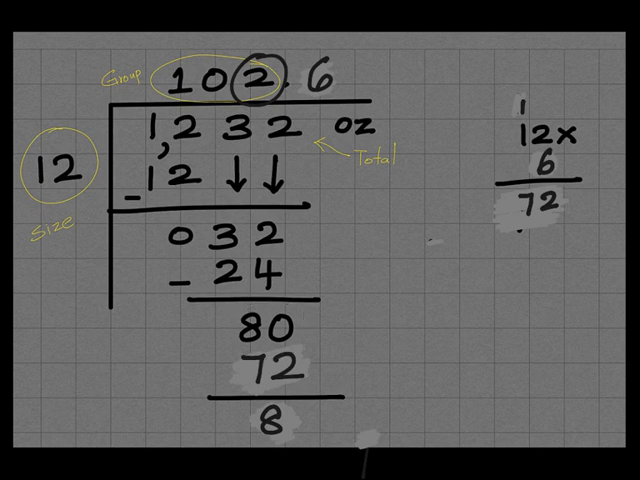Okay, let's see how many 12 goes in 80. So 12 times 6, we know 12 times 6 is 72. So let us write that 72 down there. Alright, now let us subtract. 80 minus 72 is 8. Always remember the quotient is the answer. See, so the answer is right here. This is the quotient, 102.6.